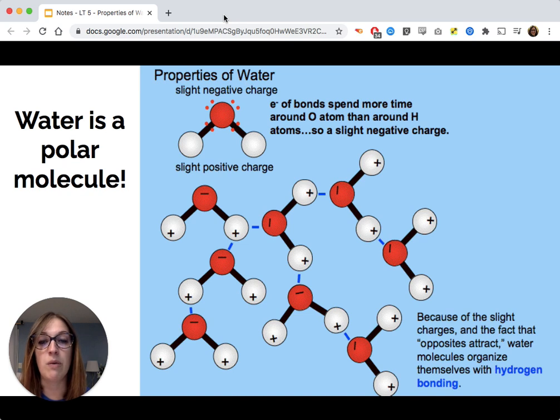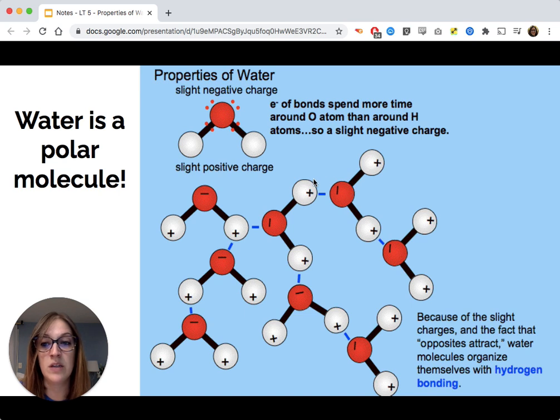Let's start by reviewing what we learned in yesterday's Cornell Notes on Learning Targets 1 through 4. Yesterday you learned about polarity, which is the unequal sharing of electrons. Water is a type of polar molecule because the electrons spend more time around the oxygen atom than they do around the hydrogen atoms. This gives the oxygen atom a slightly negative charge and the hydrogen atoms a slightly positive charge.